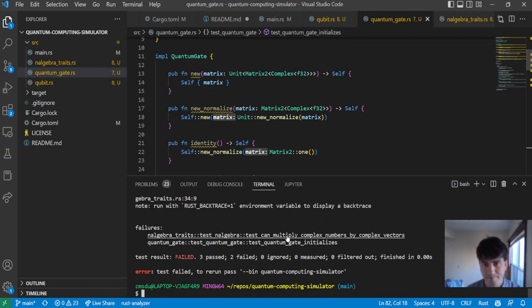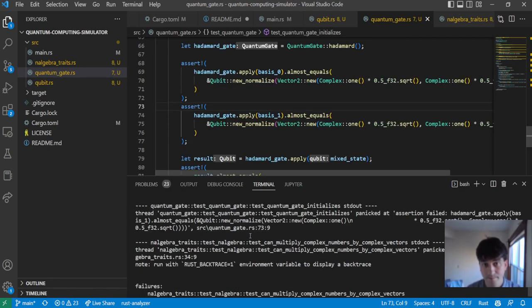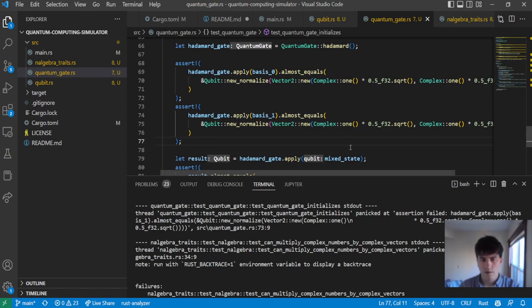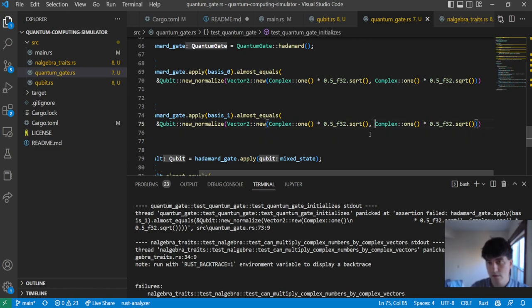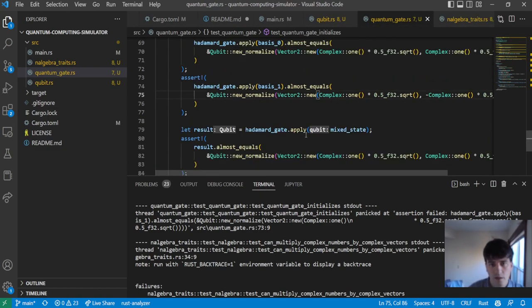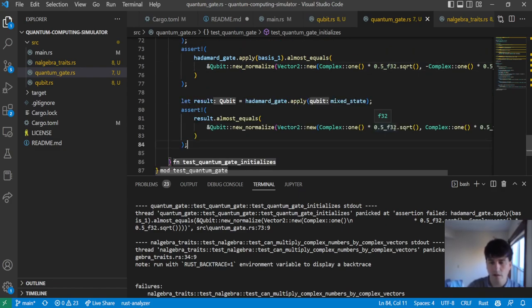Some failures. Can multiply complex numbers by complex vectors? Failed. One of the Hadamards failed. Okay, I knew one of them would. So the Hadamard matrix, what does it take? 1, 2. Hadamard gate takes it to 0, -1. So this needs to be -1. And this one's gonna fail also.